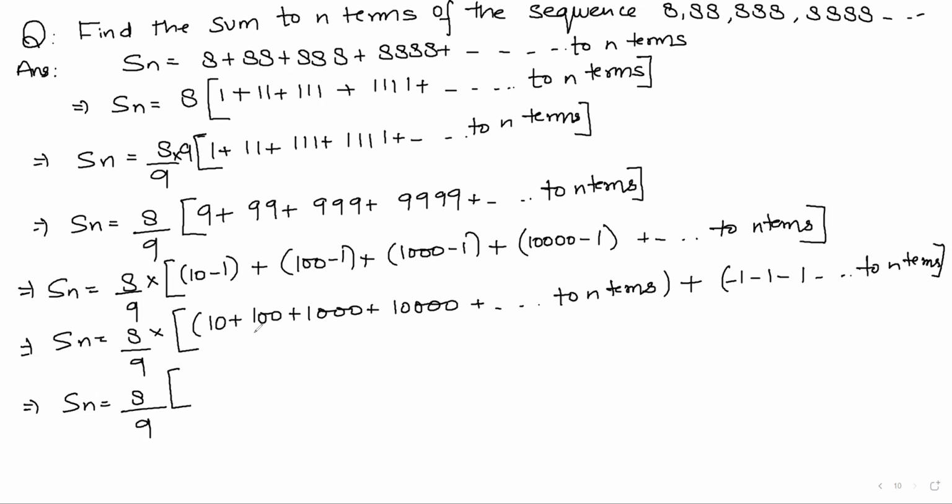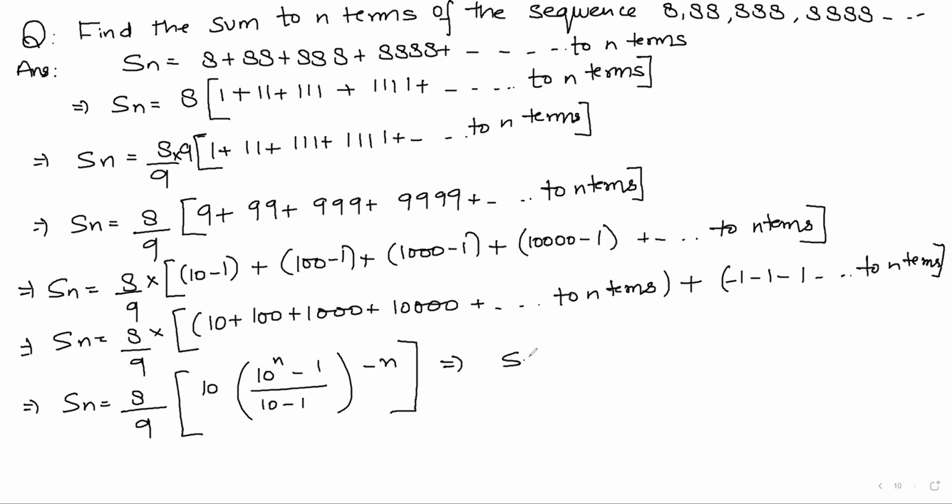Now, Sparsh, can you tell me what type of sequence is this? GP. 10 plus 10 square plus 10 cube. This is a GP. Yes, sir. We can apply the formula. Formula is a into r to the power n minus 1 by r minus 1. What is the common ratio, Sparsh? So 10. 10 to the power n minus 1 by 10 minus 1. And this is minus 1, minus 1, minus 1 up to n terms. So this can be written as n times minus 1, so you can write as minus n.